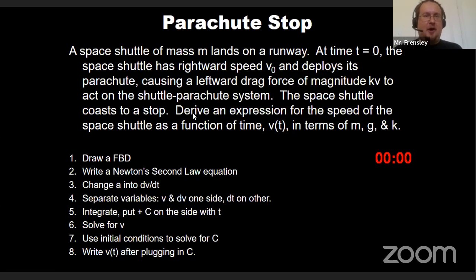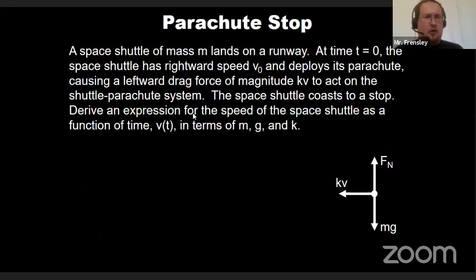It is time to see who is the missing link. Step 1, draw a free body diagram. If the space shuttle is coasting to the right, then it would have a normal and weight force which balance, and the drag force acting opposite to the velocity. Then we write a Newton's second law equation, kv equals ma.